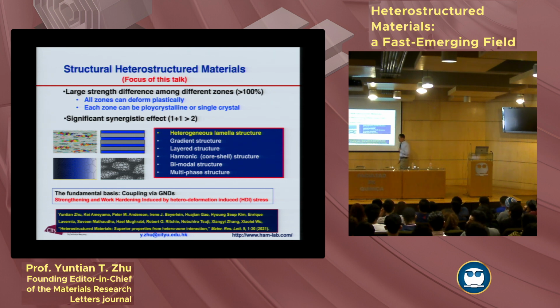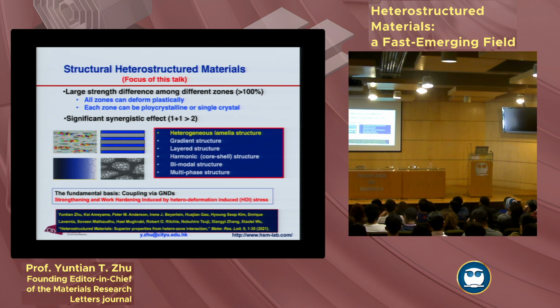Using that definition, with what we learned already, there are several types of materials. We can call them heterostructured materials. One is called heterogeneous lamella structure. It's this type. This is what we found first, which gave us really great property.